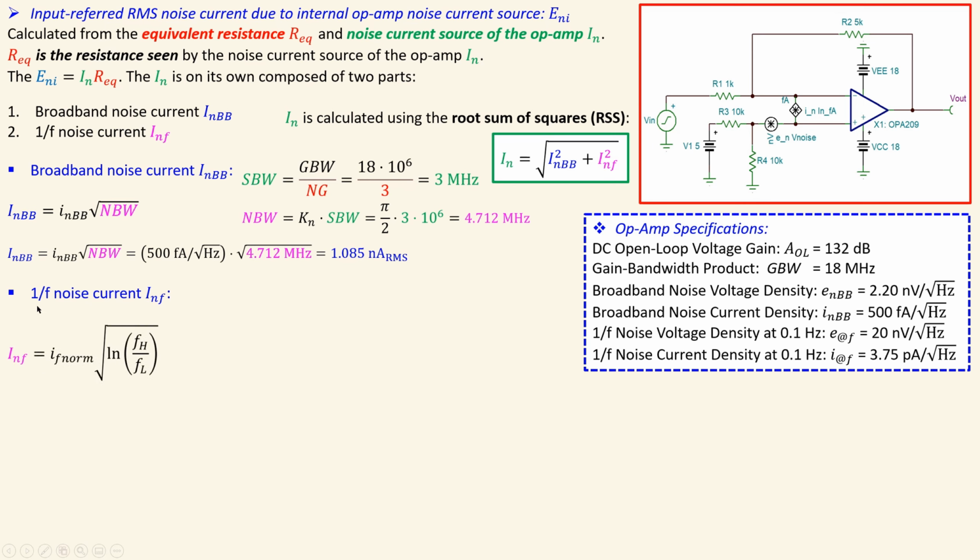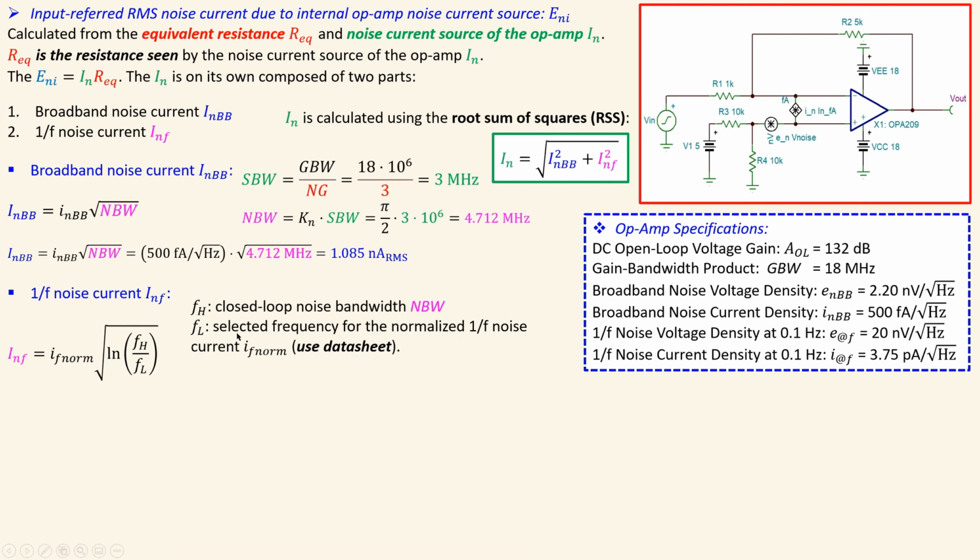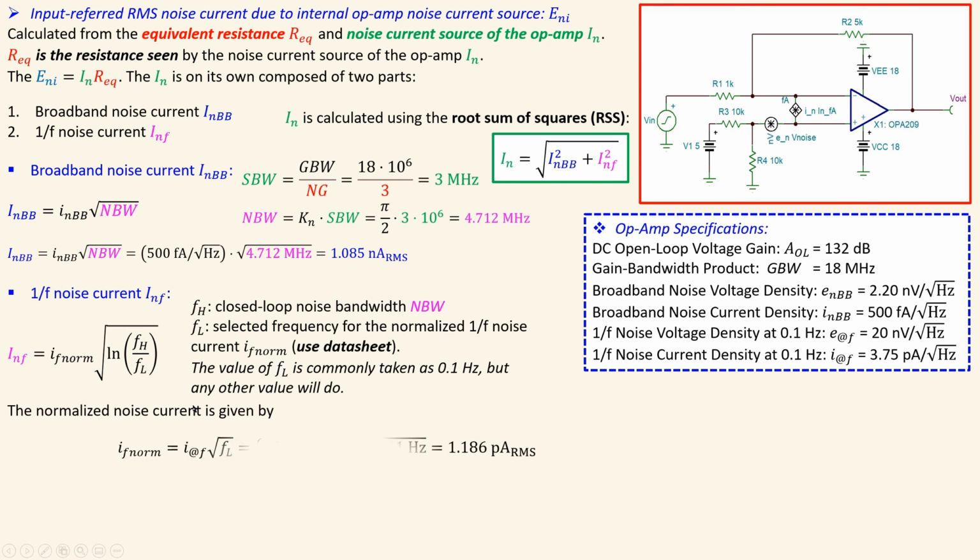Now the 1/f noise current, again in RMS value, is this formula, which is again similar to the 1/f noise voltage part. FH is the noise bandwidth, and FL is a selected frequency normalized for the 1/f noise current. We will use the datasheet for that one, but most of the time you will select 0.1 Hz for FL, but any other value will do. The normalized noise current is given by this expression again, 3.75 picoamps per root hertz, which is shown here, also determined from our datasheet, times the square root of 0.1 Hz. That will give you 1.186 picoamps RMS.